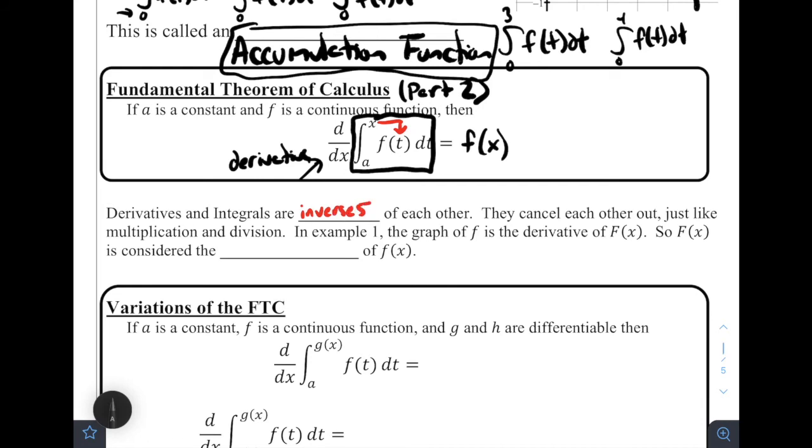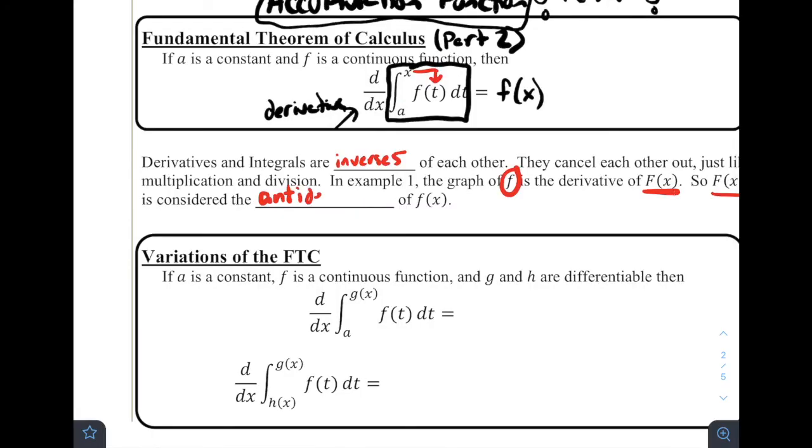Just like multiplication and division cancel each other out, just like addition and subtraction cancel each other out, just like square roots and squares cancel each other out, an integral and a derivative cancel each other out because they are inverses. In example 1, the graph of f is the derivative of capital F of x. So notice here, the graph of this lowercase f is the derivative of this capital F of x.